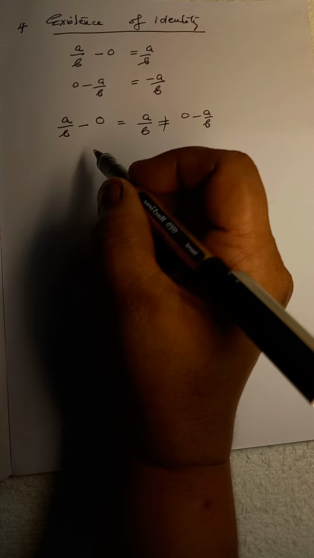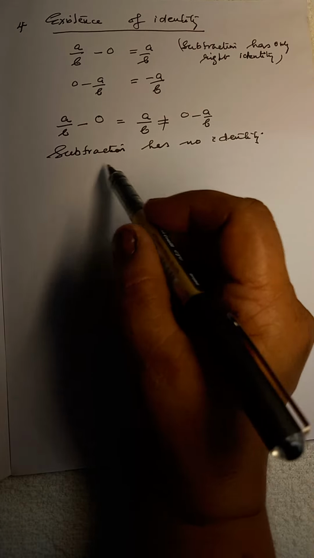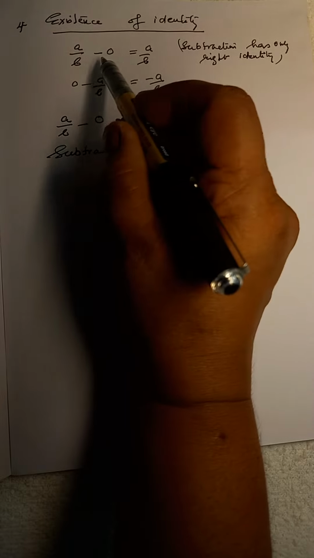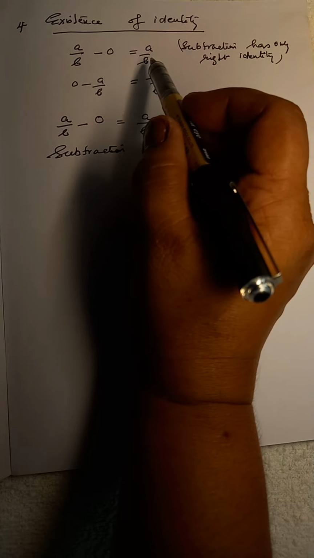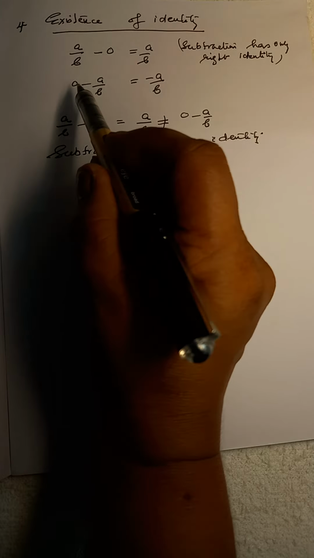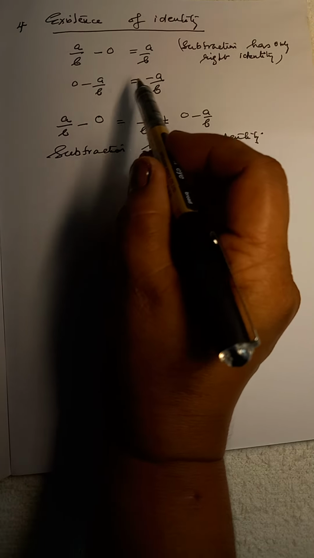So we will say that subtraction has no identity. Here in this case, a by b minus 0 is a by b. So we will say that subtraction has only right identity. But here left identity is not okay.